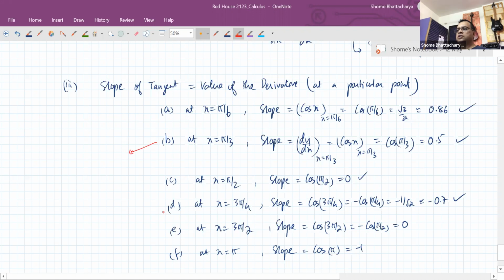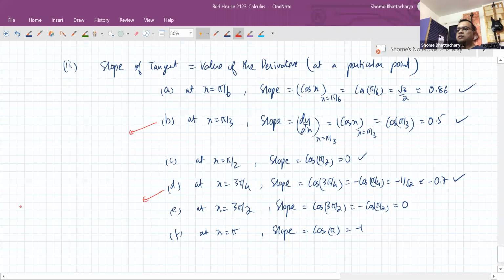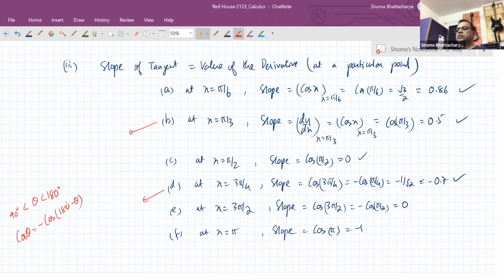Equal to 3 pi. Achha, you don't know trigonometry in the second quadrant? You haven't studied this yet? When theta is between 90 degrees and 180 degrees, how do we calculate cos of theta? It comes from the formula that it is minus cos of 180 minus theta. For example, cos of 120 is minus cos 60, which is minus half.